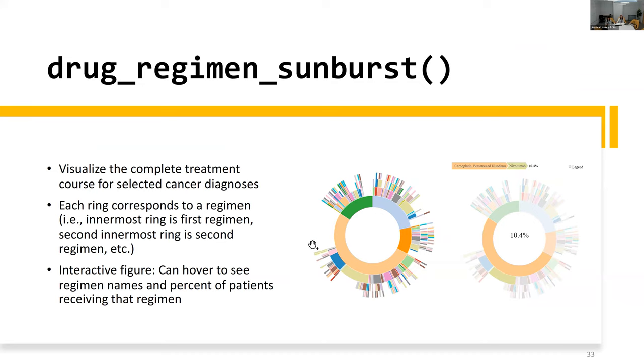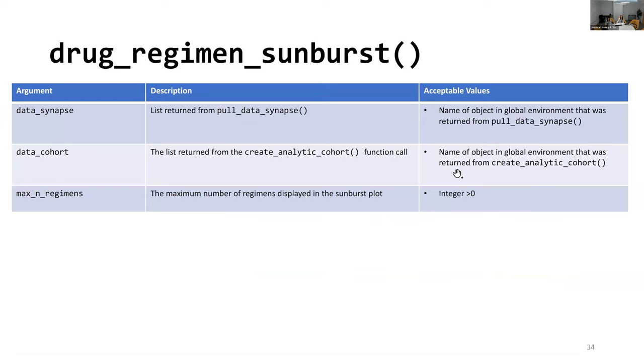So you can hover over regimen names. You can hover over bands in the plot to see the regimen name and the percent of patients that received that regimen pattern. The input parameters for this function are data synapse, data cohort, and the maximum number of regimens. So we'll specify in data synapse all of the data that was returned. This is the entire non-small cell lung cancer version 2.0 public release. Then our data cohort specifies the specific cohort that we're looking at, returned from create analytic cohort. And maximum number of regimens is just a way of subsetting the sunburst so that it doesn't get too unwieldy. If you're only interested in the first few regimens, you can plug in on those.